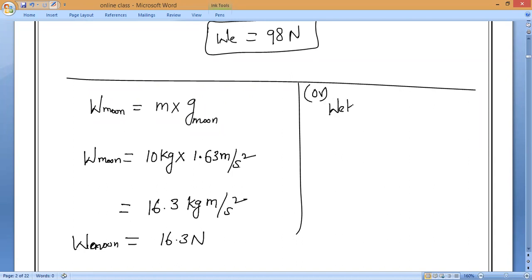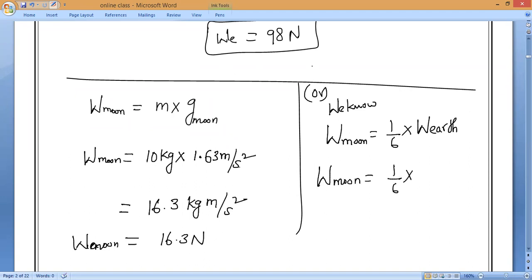Or an alternative method. We know weight on moon is 6 times less than weight on earth. Is it yes or no? Yes, sir. So weight on moon is equal to 1/6 into the weight on earth. Here you can see, the weight on earth is 98 newtons. So 98 newtons divided by 6. All of you solve this. What is the answer?